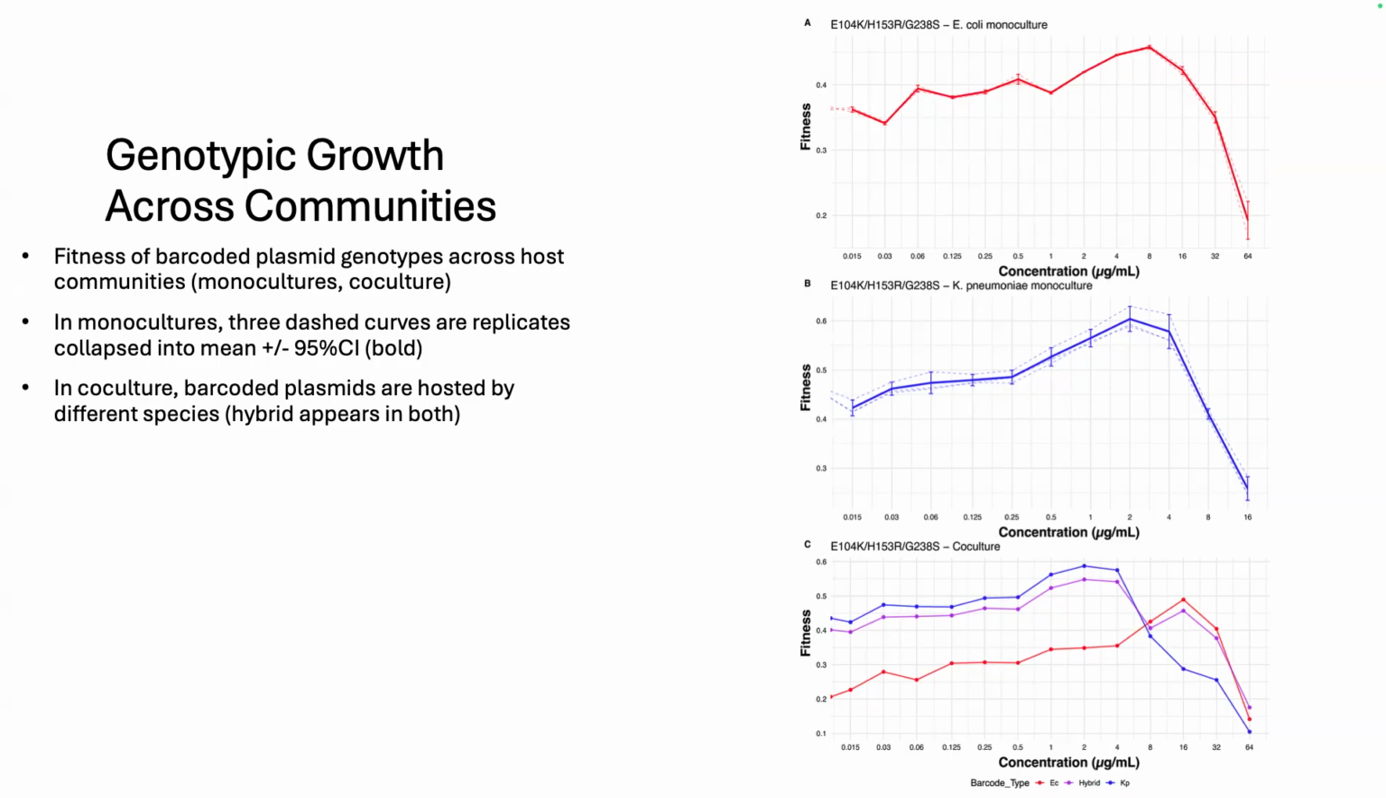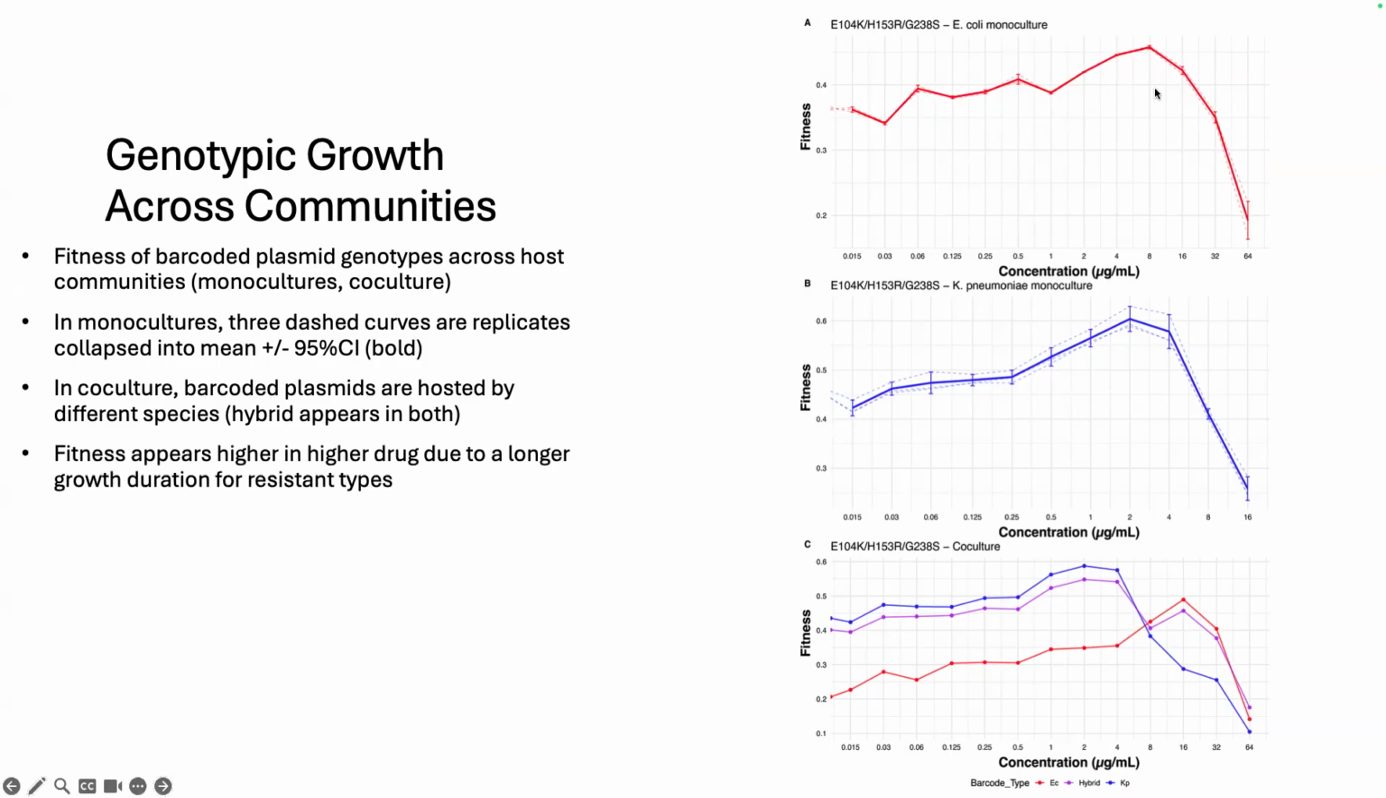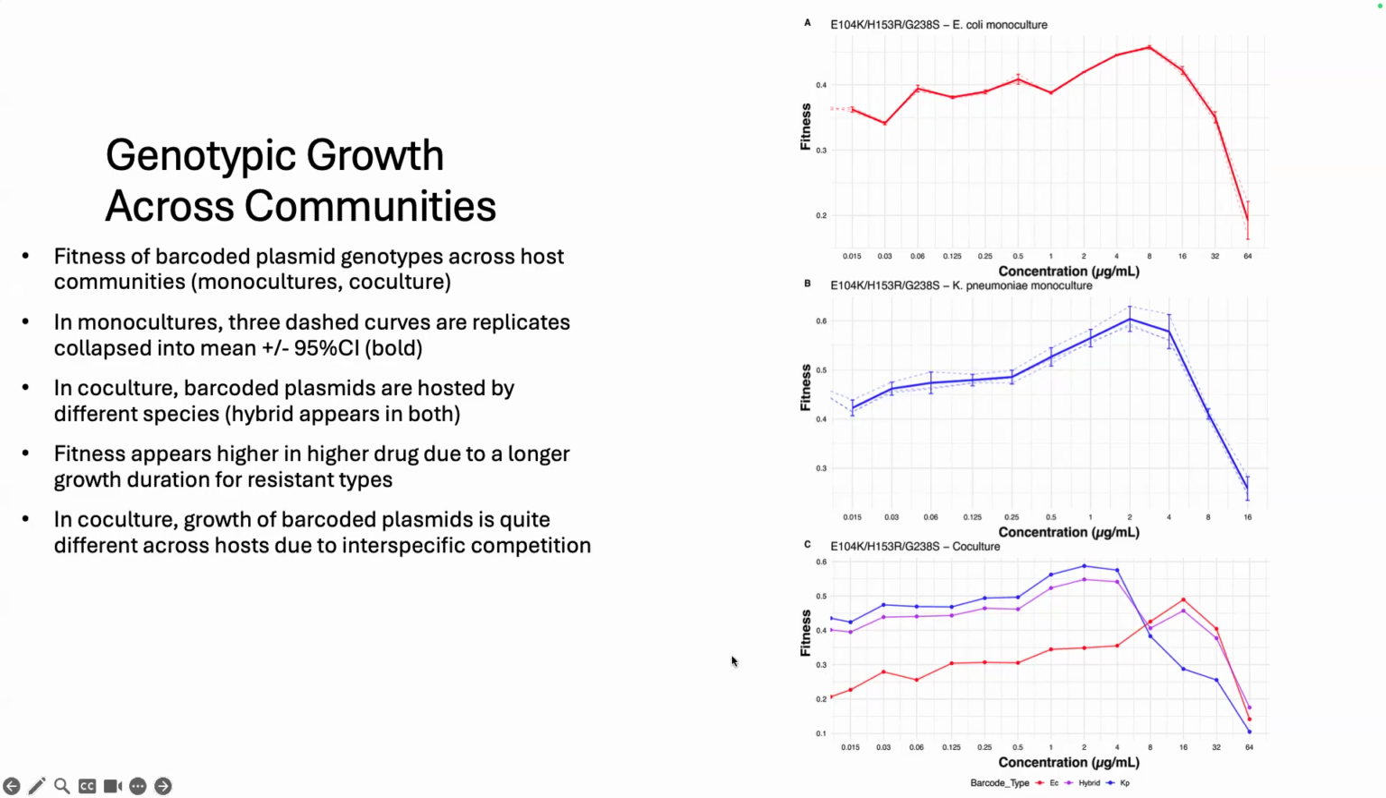In both of the monocultures, though, we see the three barcoded replicates are growing really similarly. That's because they're just replicates. Whereas in co-culture, you see a lot more spread. The growth rates of each barcode are a lot more heterogeneous, and that's because those are actually different species holding on to the plasmid in a co-culture environment and subject to things like competition.